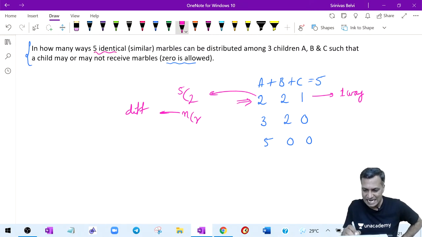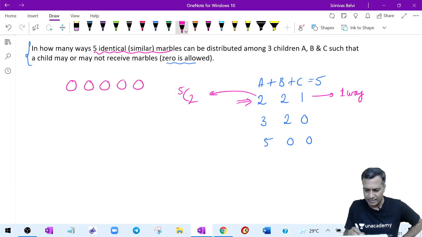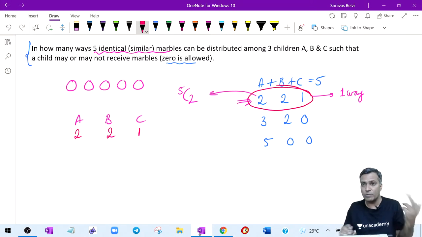Look here, 5 identical marbles. Assume that you have 5 red marbles. I said that I'm sending 3 kids in front of you, A, B, and C. Please give 2 marbles to A, 2 marbles to B and 1 marble to C. This is what I said here. So how many ways can you do it?